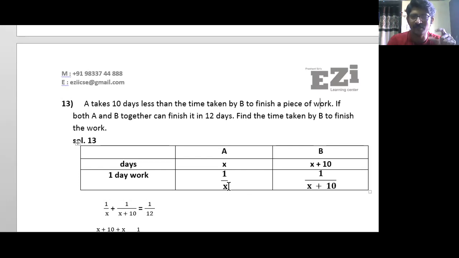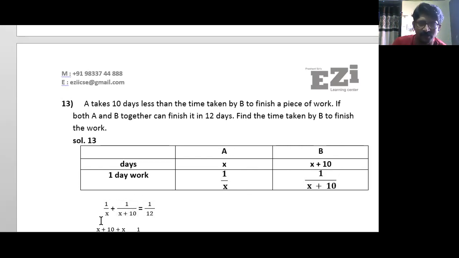Okay. A's one day work is 1 upon X. B's one day work is 1 upon X plus 10. So together they finish in 12 days, so one day work would be 1 upon 12. So together A and B's one day work would be 1 upon X plus 1 upon X plus 10. And now it's simply the solving part.